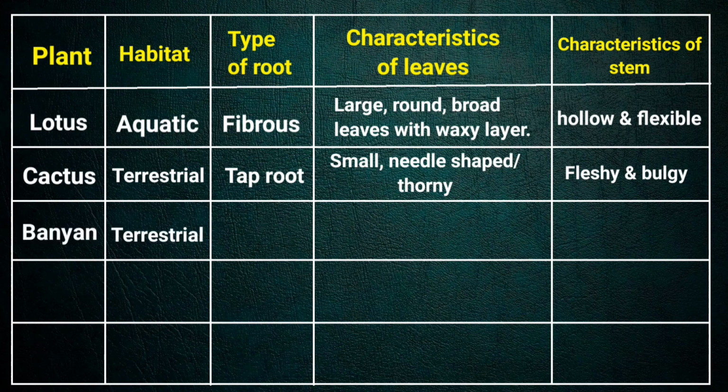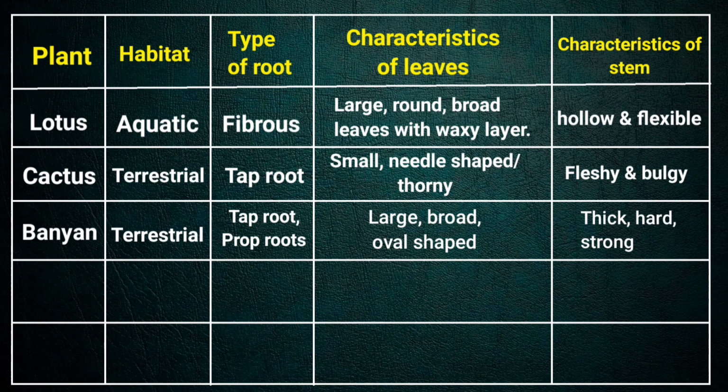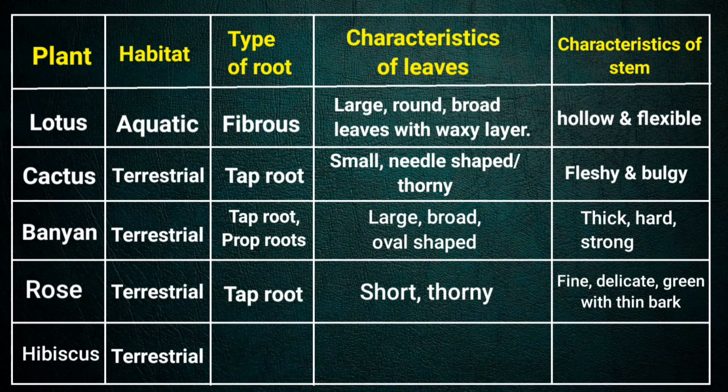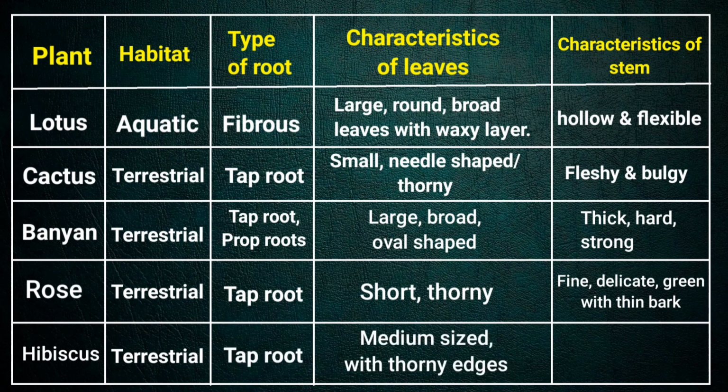Banyan is a terrestrial plant. It has taproot as well as prop roots having large, broad and oval-shaped leaves and thick, hard and strong stem. Rose is a terrestrial plant. It has taproot having short and thorny leaves and fine, delicate green stem with thin bark. Hibiscus is a terrestrial plant. It has taproot having medium-sized broad leaves with thorny edges and hard, strong, blackish-brown stem with thin bark. In this way, you can include other plants from your own region too.